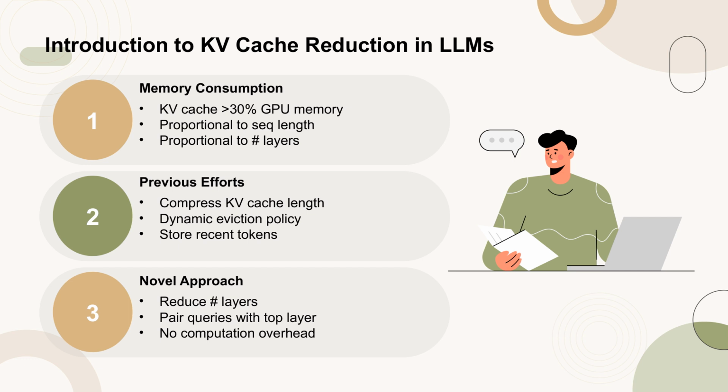In contrast, this paper introduces a novel approach that reduces the number of layers, pairing all queries with the keys and values of just the top layer. This method significantly reduces memory consumption without adding computational overhead, inspired by the interpretation of transformer layers as an iterative process of improving token representation.